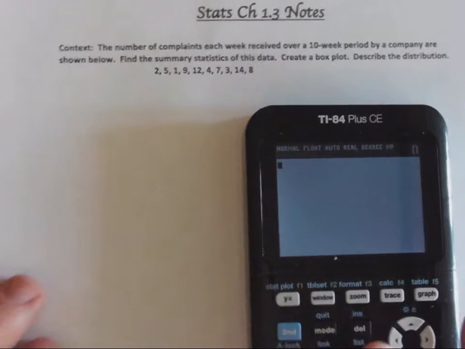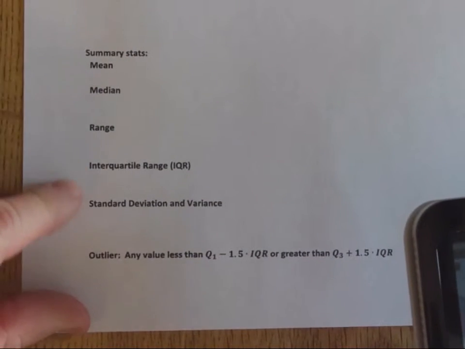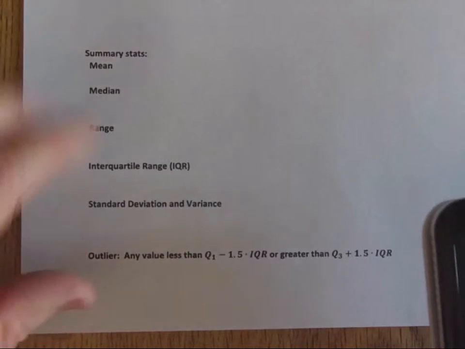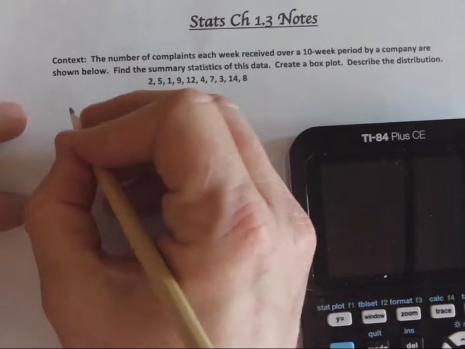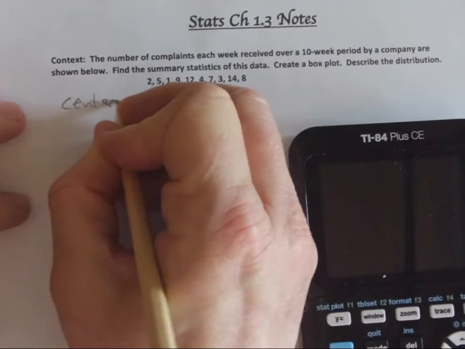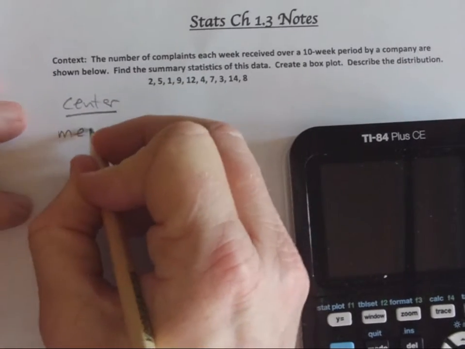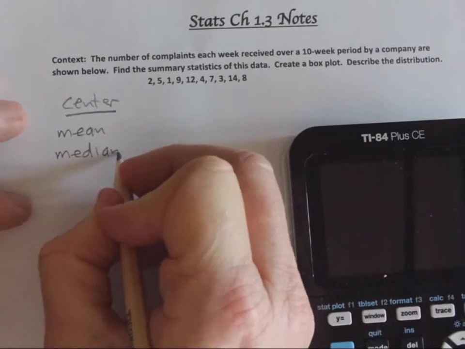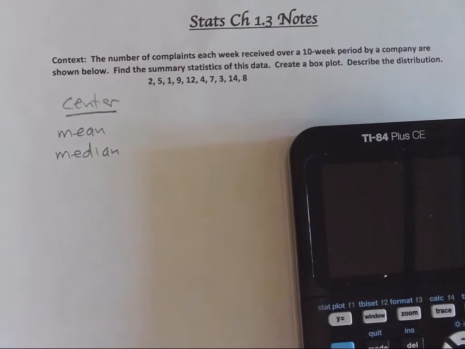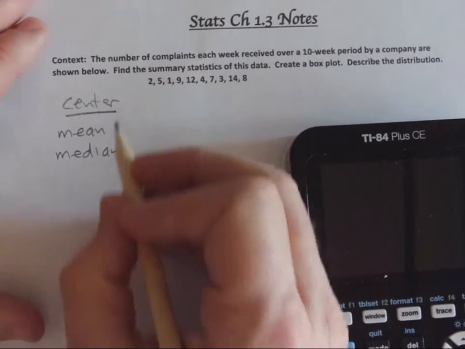So the summary statistics are these things we listed down here in section 1.3. We've got our main measures of center, which, as we talked about, are the mean and the median. The mean, in essence, is what we think of as the average. You add them up and divide by the number of numbers. The median's the number in the middle. If there's two numbers in the middle, you average them.